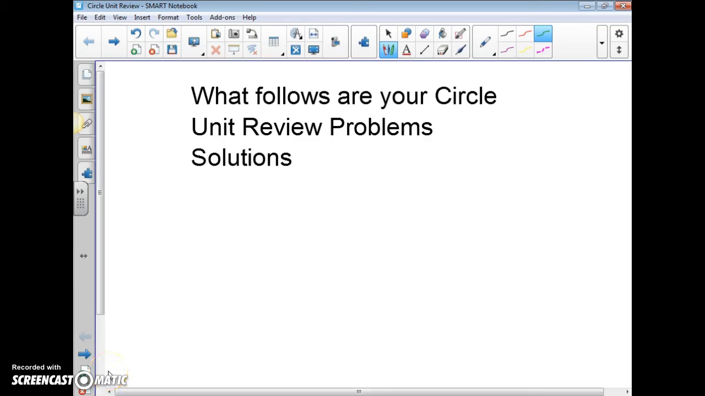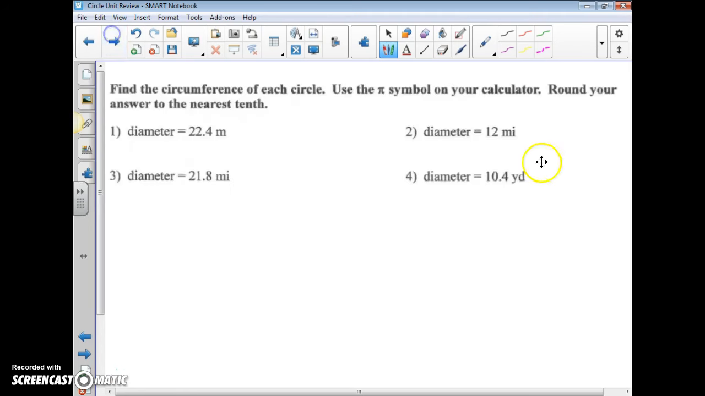Okay, in this video, and again it may have to be split up into a couple of videos, I'm going to do your circle unit review problems, so I'm going to be working through all the solutions on those. So starting off with number 1, the directions for 1 through 4 say find the circumference of each circle, use the pi symbol on your calculator, round your answer to the nearest tenth.